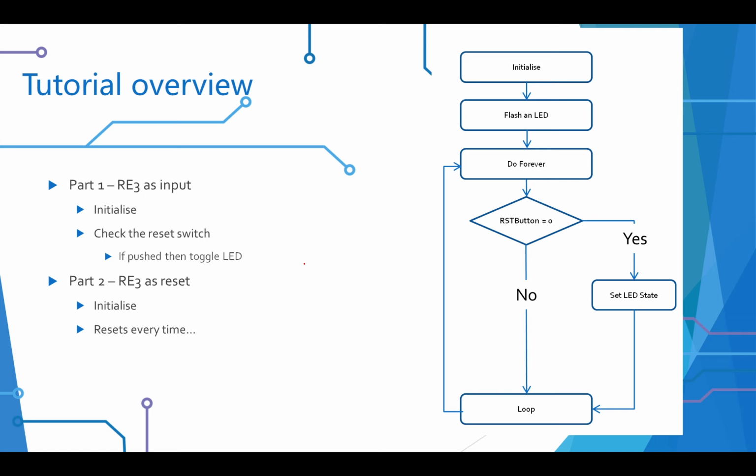So initialize, flashing LED, that's effectively just starting the chip. And then if we have an input, we will be able to see an LED change state when I push the reset button. Otherwise it will loop around. And if it's a master clear or reset button, it will just do the first one, which is flash an LED. So we'll look at this.